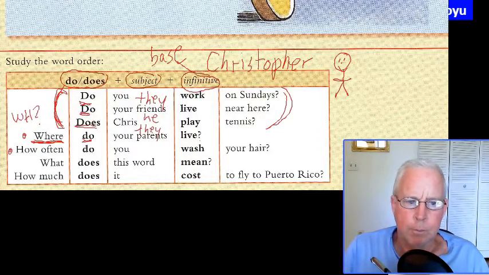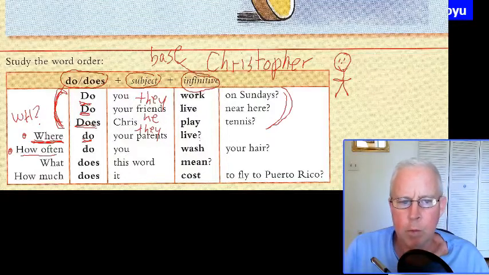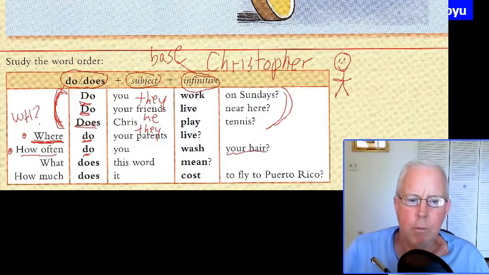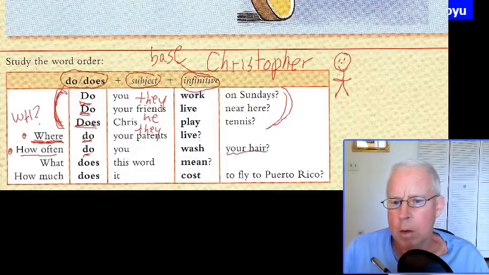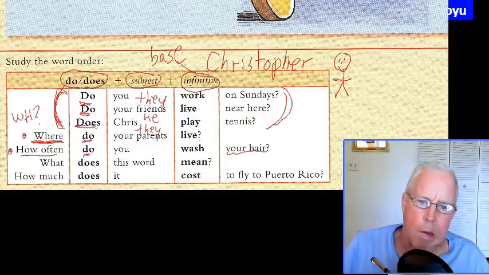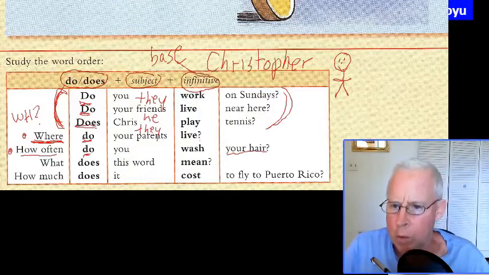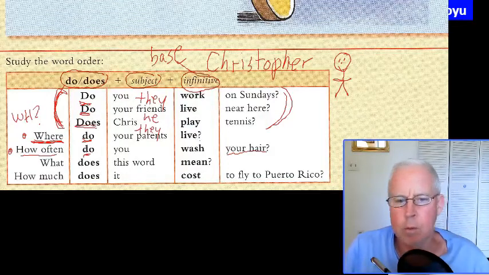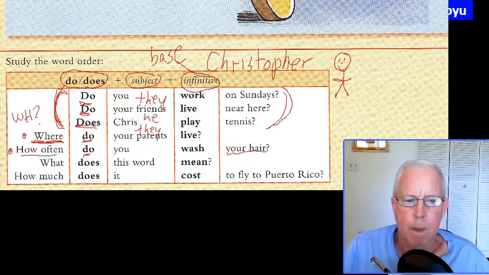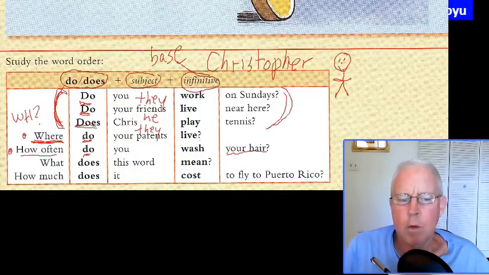How often, and then just the normal question form. How often do you wash, and if there's a part that goes on the end, your hair. How often do you wash your hair? The answer, 7 times a week, or no times a week, a couple of times a week. Maybe 5 times a week, 6 times a week.